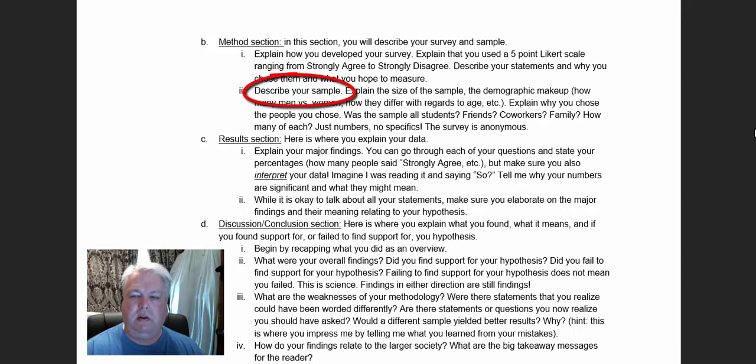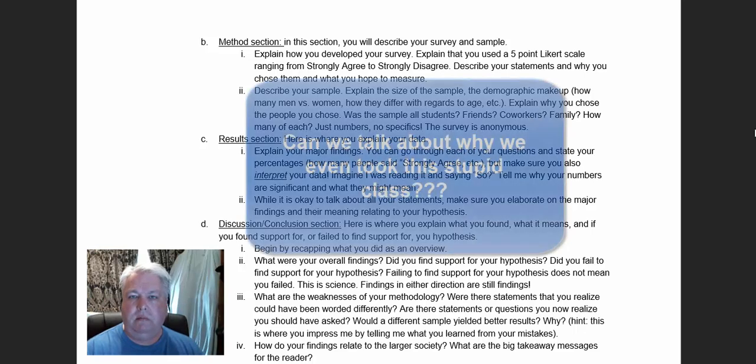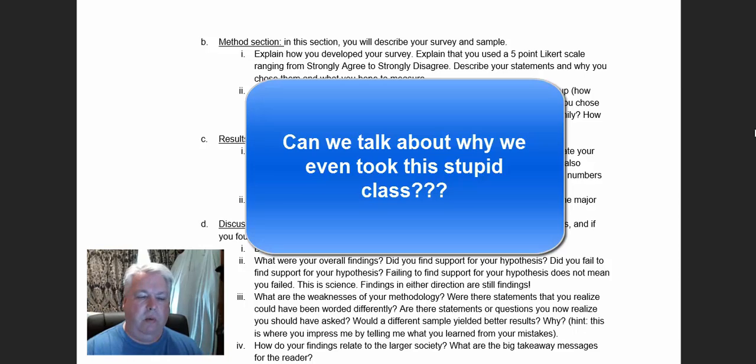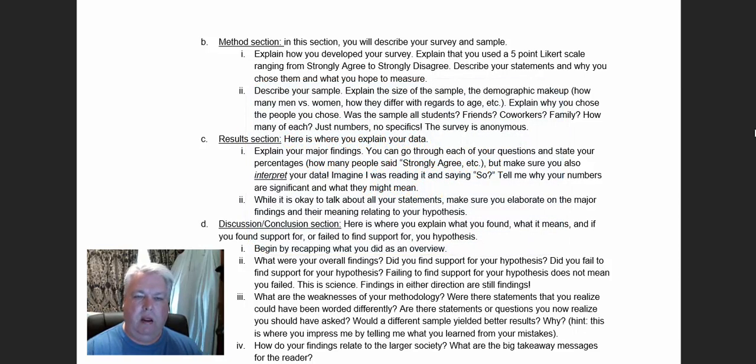And then after you get done talking about your survey, you're going to talk about your sample. You're going to talk about the size of the sample. You're going to talk about just the general demographic makeup, the age range, and kind of how they were dispersed. You're also going to discuss why you chose them. So this is the place where you say, well, I wanted to figure out whether or not males answer differently than females, so I had 15 males and 15 females. You're going to talk about whether or not they were students, coworkers, friends, family, whatever, and you're going to explain all of that.